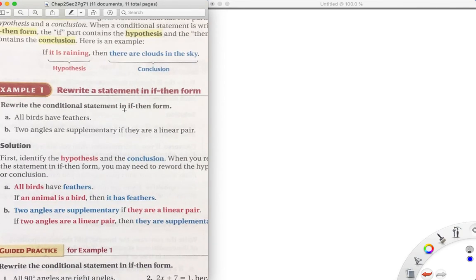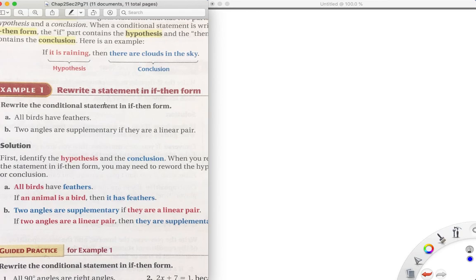The first conditional statement of the year, congratulations, is this sentence right here. If it is raining, then there are clouds in the sky. Notice there's usually a comma after the if statement, separating it from the then statement. The hypothesis is it is raining. The conclusion is there are clouds in the sky.